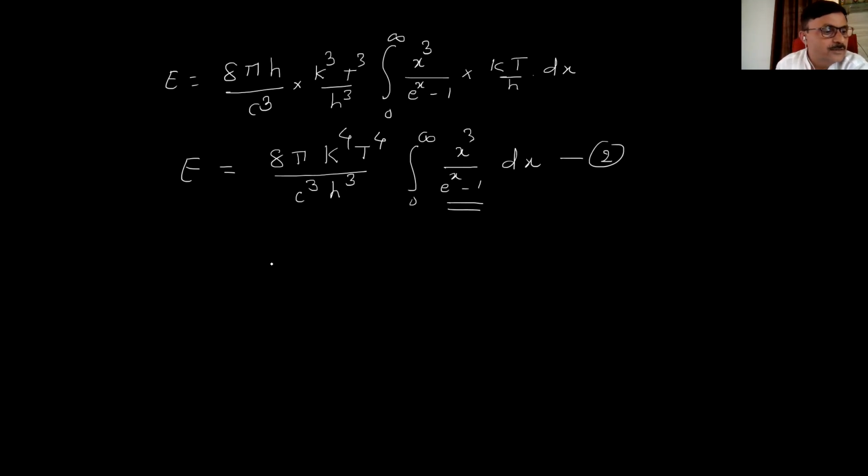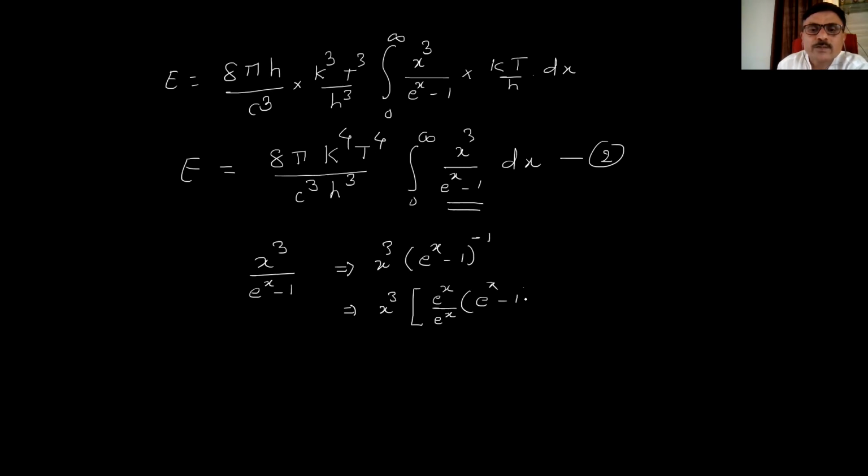For that, consider this part as x cubed divided by e raised to x minus 1. We can write this as x cubed times bracket e raised to x minus 1 raised to minus 1. Or we can write this as x cubed into bracket, where I will multiply by e raised to x and divide by e raised to x, into e raised to x minus 1, raised to minus 1.